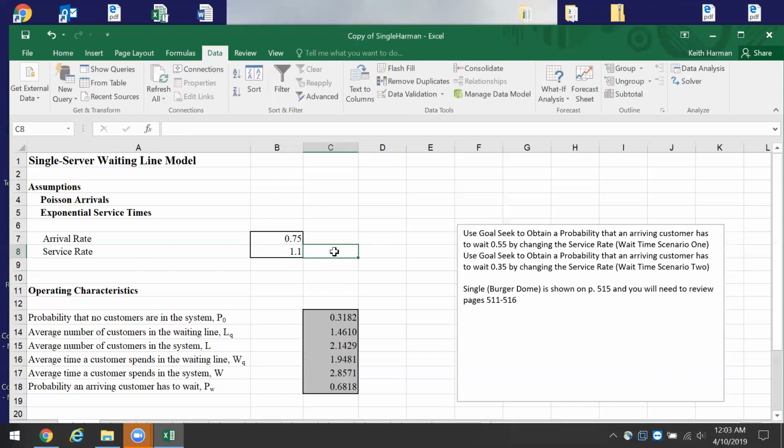Now, you'll notice that by changing the service rate 10%, so we're going to do a little bit of sensitivity analysis right here. Service rate. And the service rate is plus 0.10. Okay. And the wait probability. Okay. And it goes down 0.07.